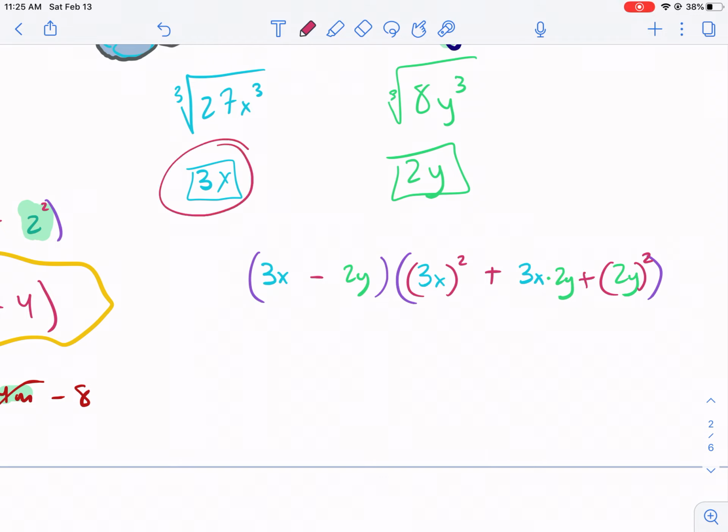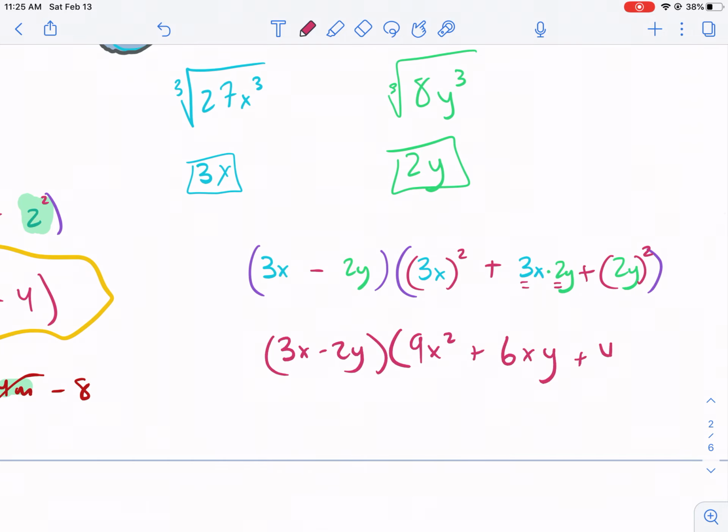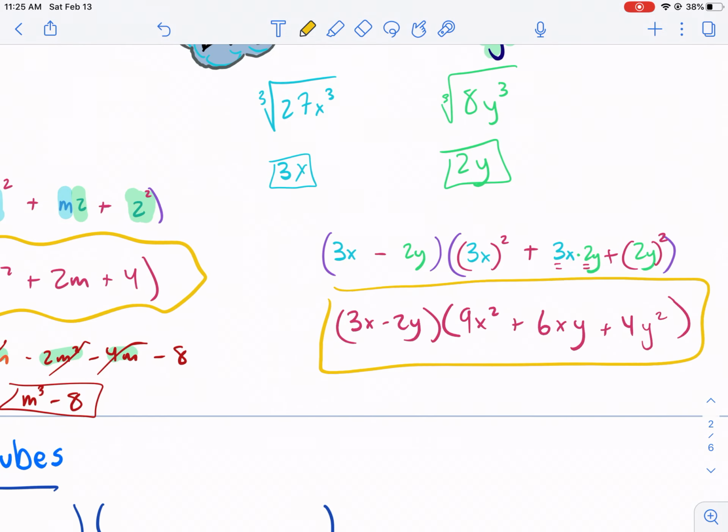And the main thing is being able to take the cube root and then just plug them in where they go from the formula. We have 3x minus 2y, that stays the same. 3x squared becomes 9x squared, plus, multiply the coefficients, you get 6xy, plus 4y squared. There you go. There's your answer for the difference of cubes. This is factored form now.